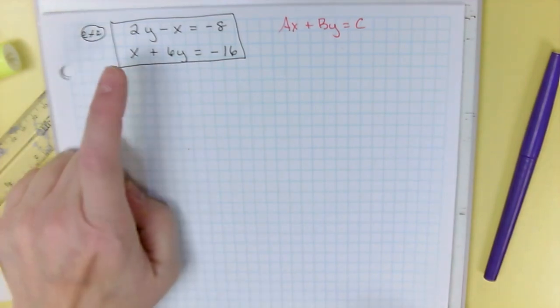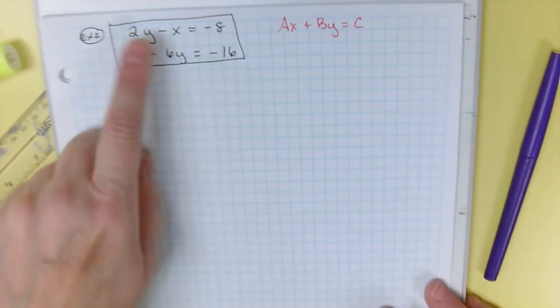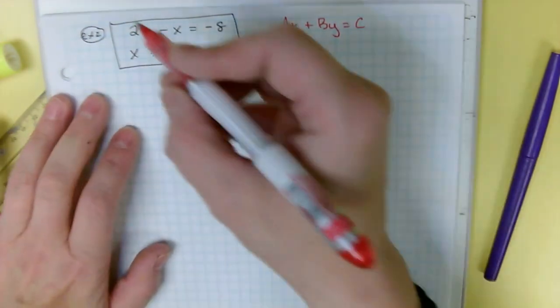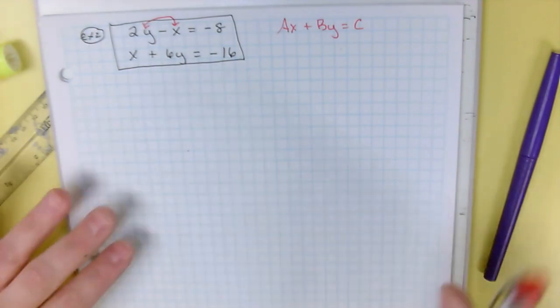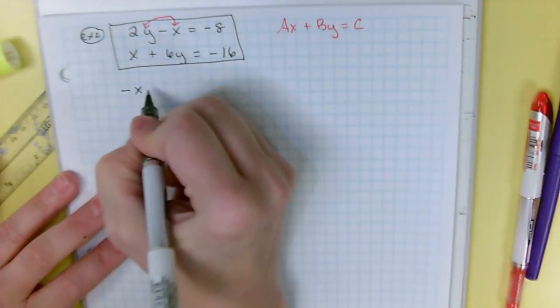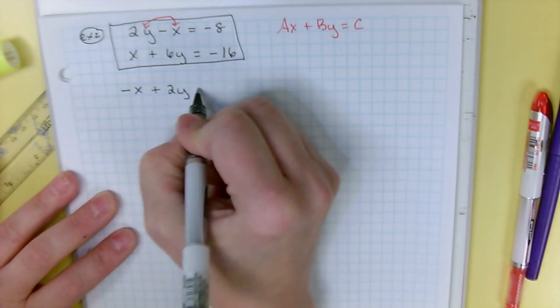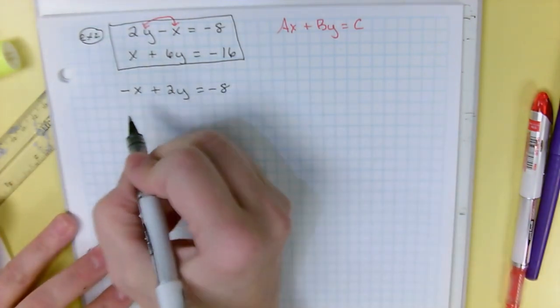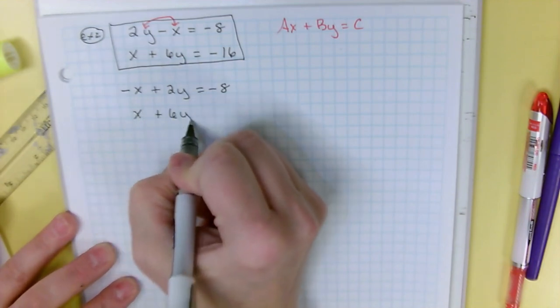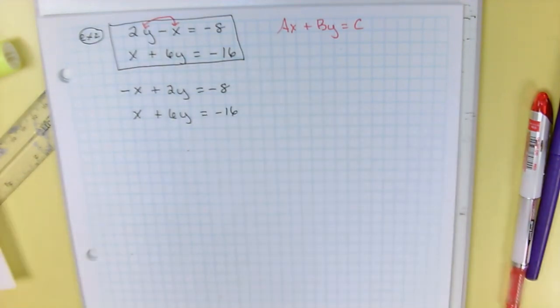The second one is okay. X plus y is a number. The first one, though, we just need to rearrange the negative x and the 2y. So I'm going to put the negative x first, then plus 2y equals negative 8. And the second one, I'm just going to recopy. So x plus 6y equals negative 16.